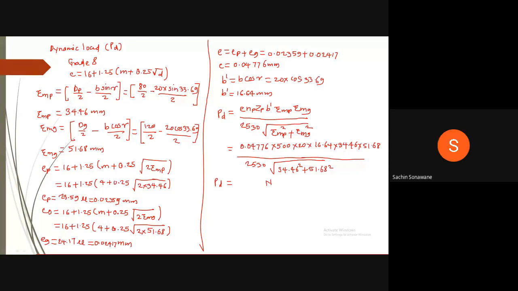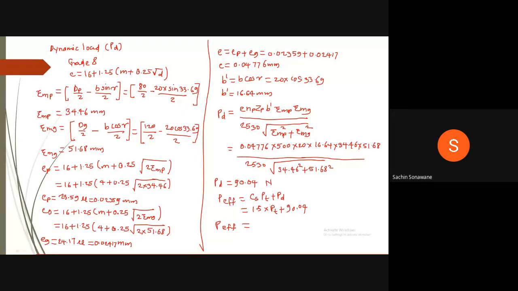What is the dynamic load? 90.04 Newton. Okay. Now we will determine P effective. Therefore, P effective is equal to effective force, CS PT plus PD, which is 1.5 PT plus 90.04. We have to calculate P effective in terms of PT because we have to calculate power transmission.